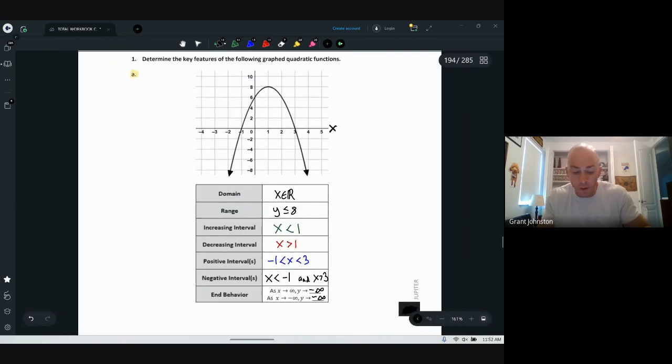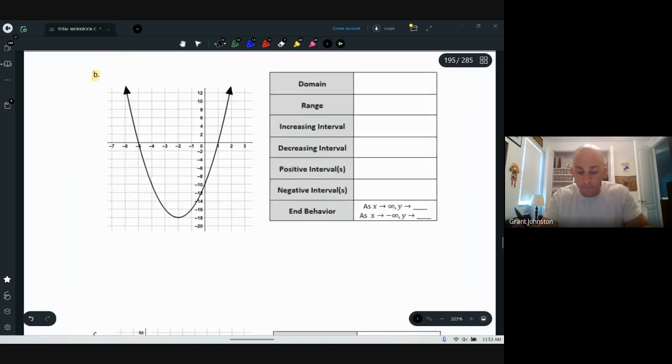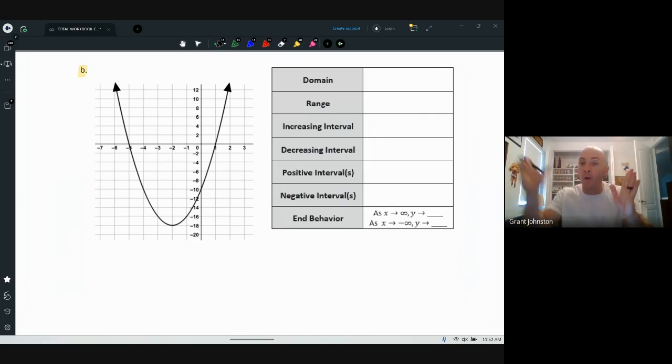Let me show you another example. This one actually opens up, so it's going to have different end behavior. It's going up, but we'll get to end behavior at the end. Domain, again, arrows in both directions. It's going to go on forever in the right direction, forever in the left direction. The x values are never going to stop, so it's all real numbers.